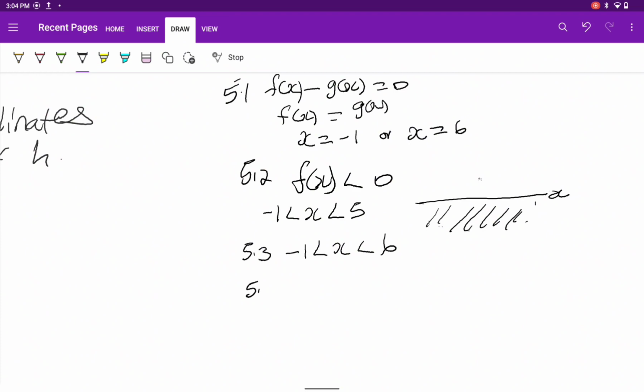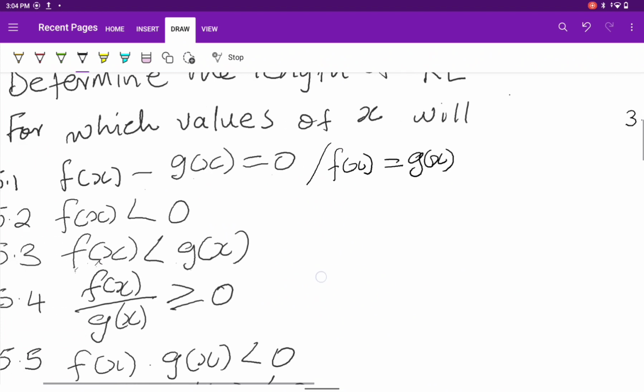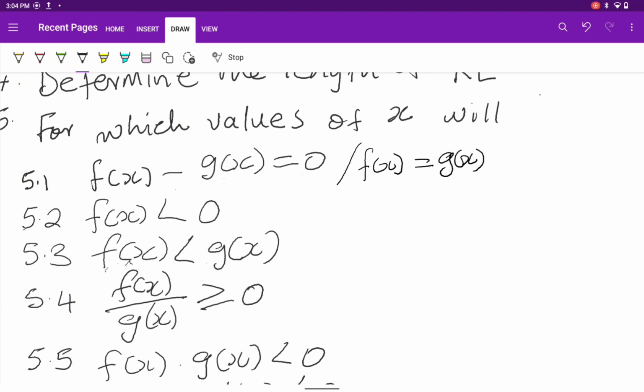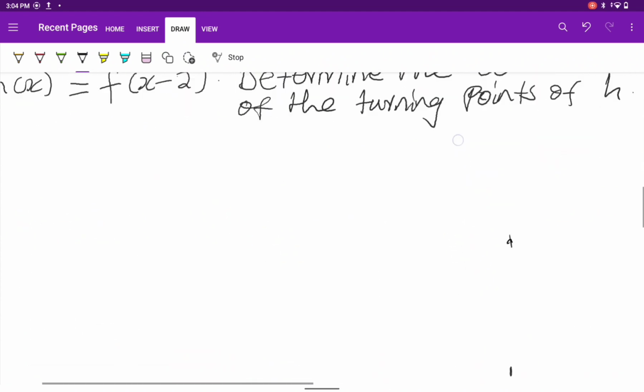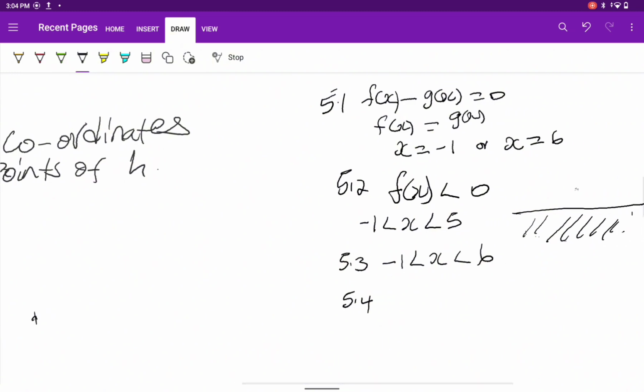Now let's look at 5.4. Right, so question 5.4, we want f at x divided by g at x is greater or equals to 0. Now, greater or equals to 0. So we are taking these two functions. We want a greater than 0. So to get a greater, if we have two numbers and we want a positive. Greater than 0 means positive.